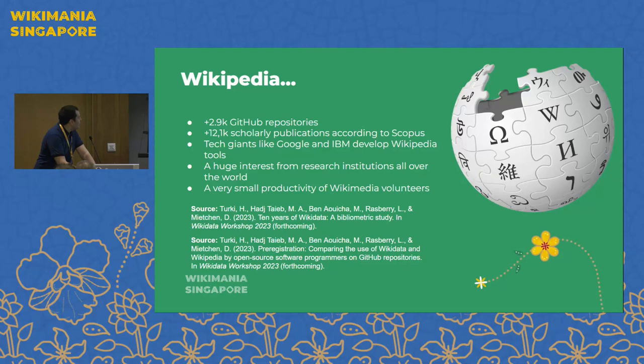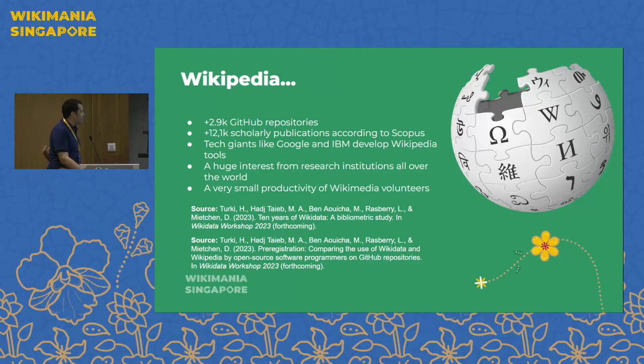So why is it Wikipedia, actually? Wikipedia has plenty of open source code online. If you go to GitHub, for example, you have 2,900 open access GitHub repositories reusing Wikipedia. This includes libraries, scripts, etc. And we have 12,100 scholarly publications according to Scopus.